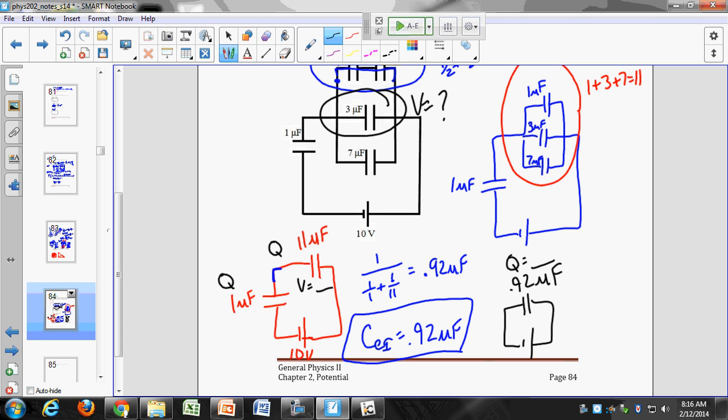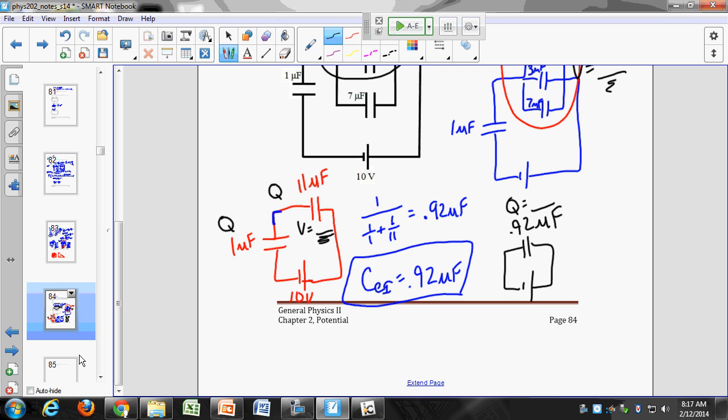And once I find that voltage, how do I get the voltage on the 3 microfarad capacitor? They're in parallel, so they all have the same voltage. Whatever voltage I find here is the same voltage on all 3 of those. So those are the steps in cursive. Let's go through them.